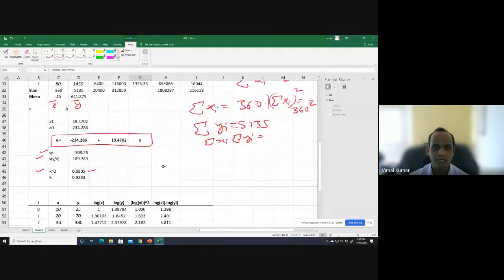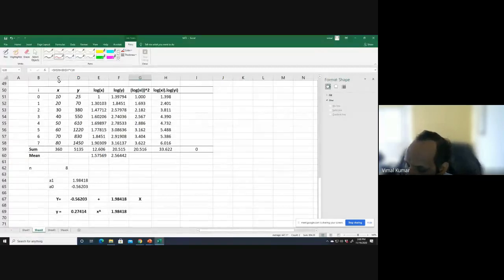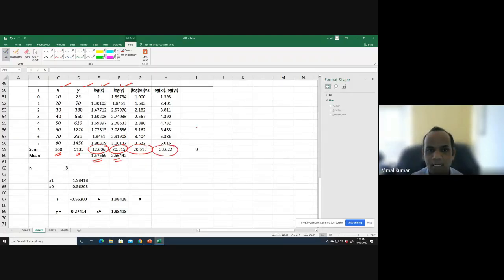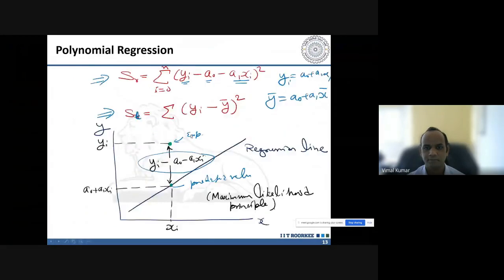So let me demonstrate that also to you people. If you see here, I have this x, y, I have simply taken log of x, log of y. Then I have taken log of x square and log of x into log of y, so that I can put all the values. I have taken the summation of x. This is not needed in the present case. Rather, I need summation of log of x, summation of log of y. Then I also need the mean of this one. This one will be now my x bar. This one will be now my y bar. Log of x square, log of x into log of y. So basically I'm using the same equation now, this equation.